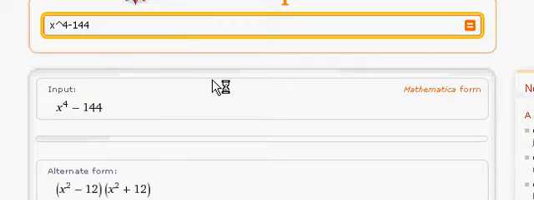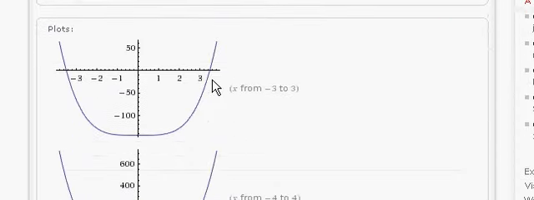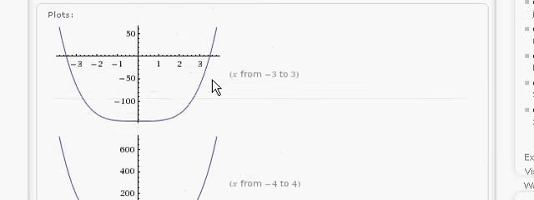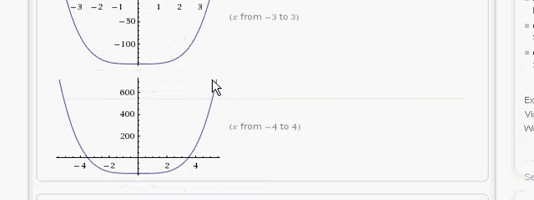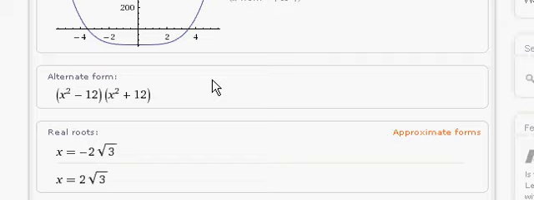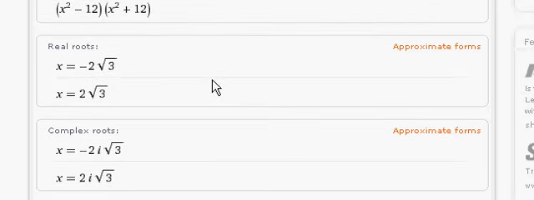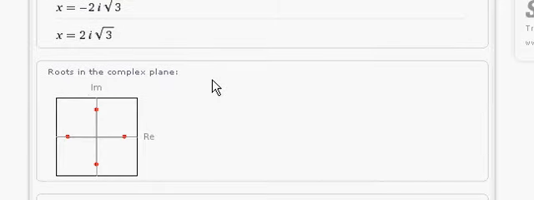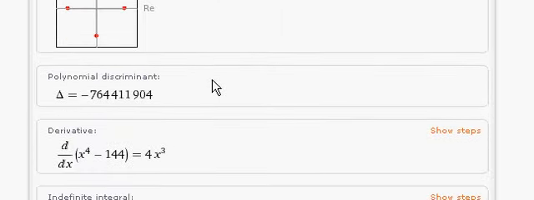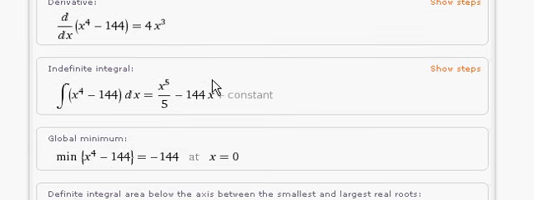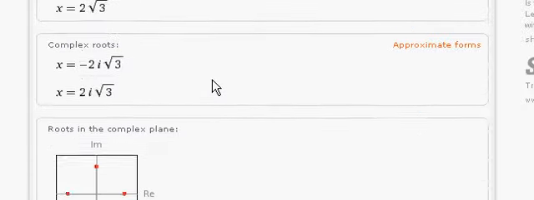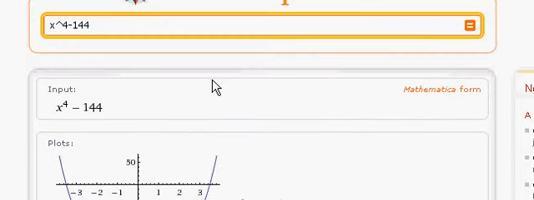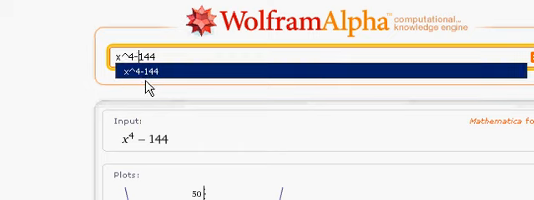Alright, there's the alternative forms right there. There's the parabolas. You see how it's kind of squat at the bottom, right down there. And there's the alternate forms. There's the real roots. And there's the complex roots, the imaginary numbers. There's some roots in the complex plane, discriminants, derivatives, indefinite integrals, global minimums, indefinite integrals below the axis, etc. So you can see that once you begin to understand what's happening with these numbers, there's a lot more going on than just numbers on a page.